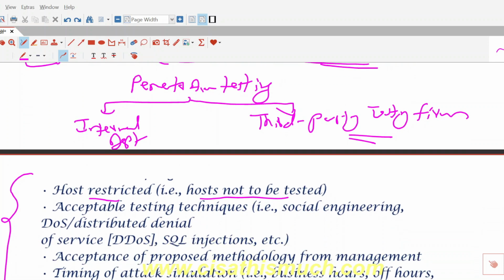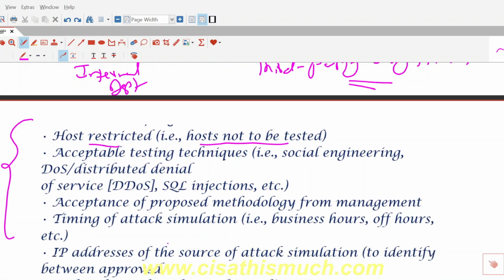So let's discuss this one by one, the terms and conditions mentioned in the review manual. The first one is host restricted, or host not to be tested. We can have some terms and conditions specified. We can have some exclusion list.